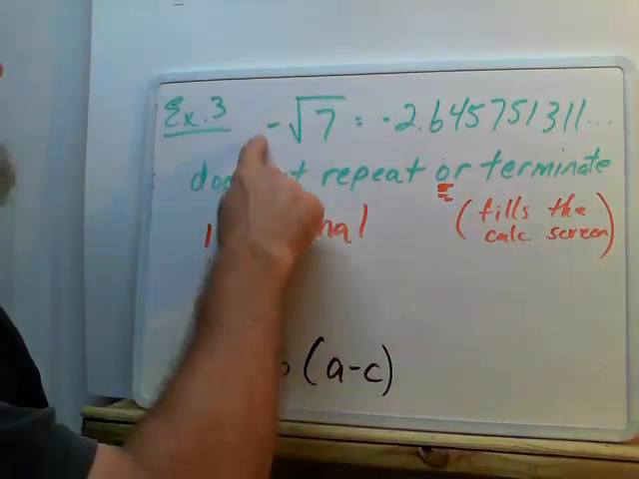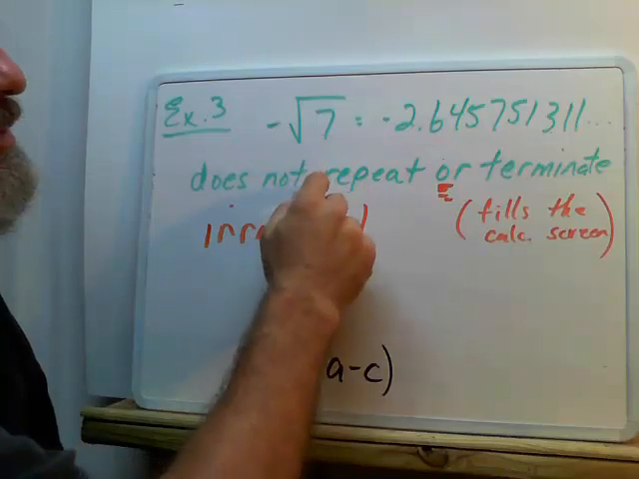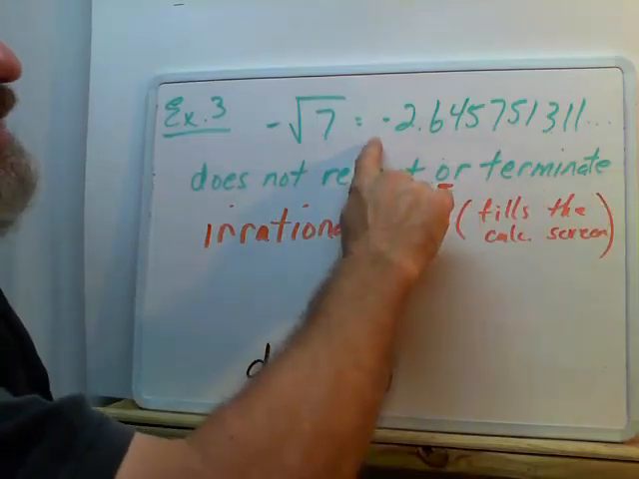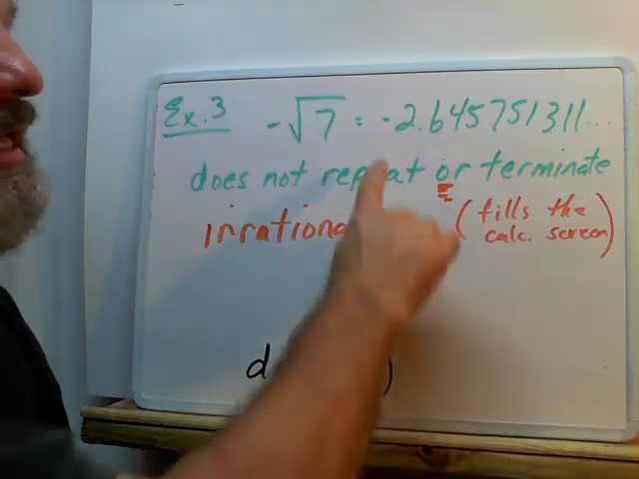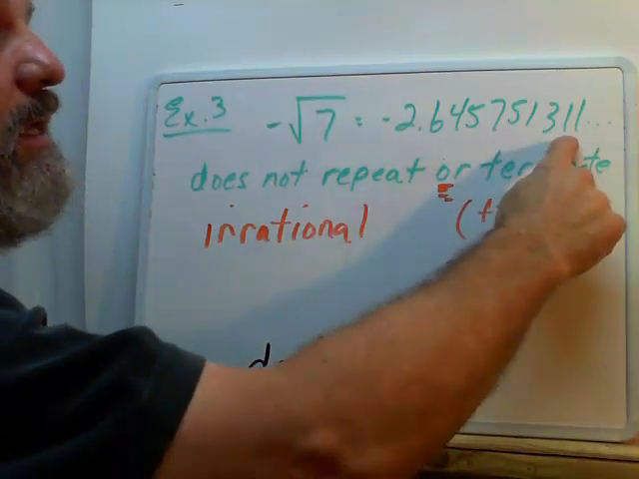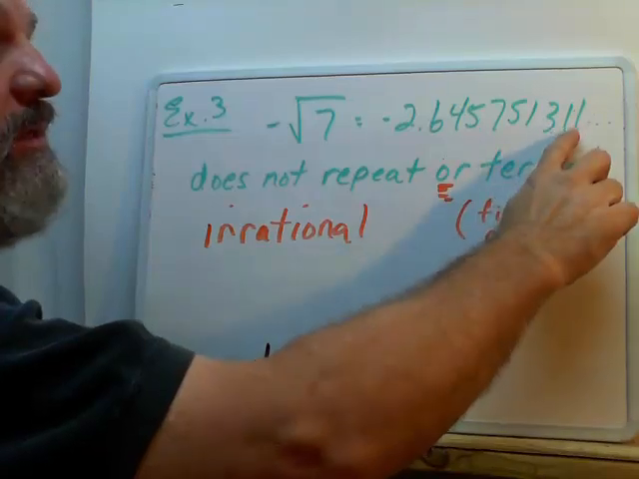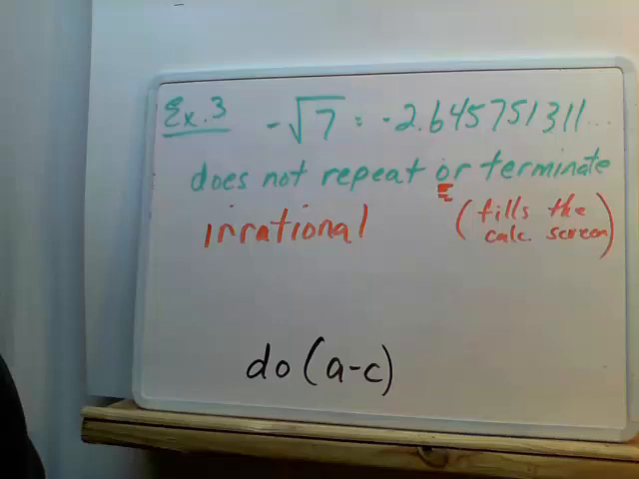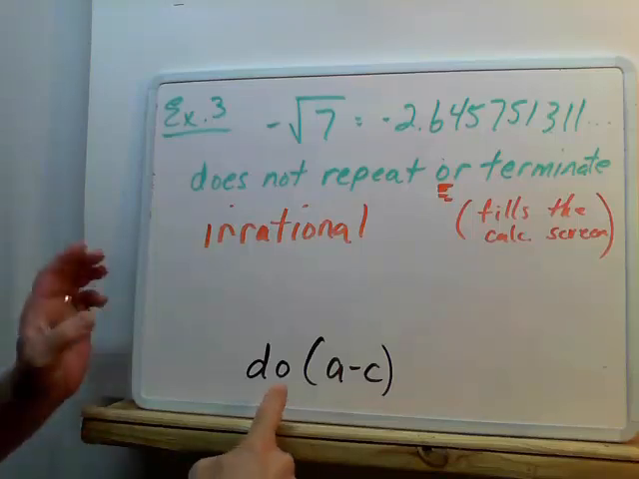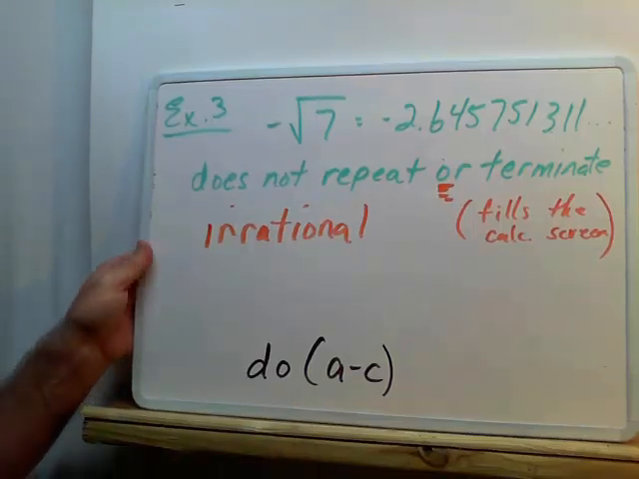Example number 3, we have the negative square root of 7. So put the square root of 7 in your calculator, make it negative, and it is 2.645751311. It fills the screen. It did not terminate. That's why we say it fills the screen, and it did not repeat. There's no pattern here. That makes it irrational. Please press pause and do letters A through C.